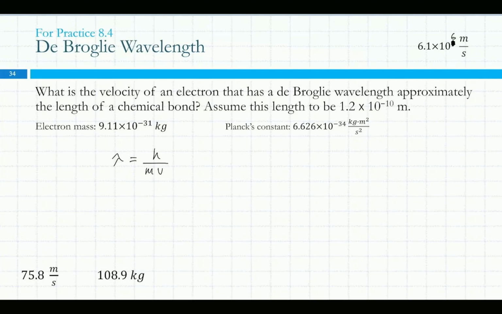Here, we're calculating the velocity of an electron that has this wavelength of 1.2 times 10 to the negative 10 meters. So we can arrange this real quick. We want the velocity equals Planck's constant divided by mass times wavelength. And so then we get 6.626 times 10 to the negative 34, which is Planck's constant, divided by 9.11 times 10 to the negative 31, which is the mass of an electron, and 1.2 times 10 to the negative 10, which would be the velocity.